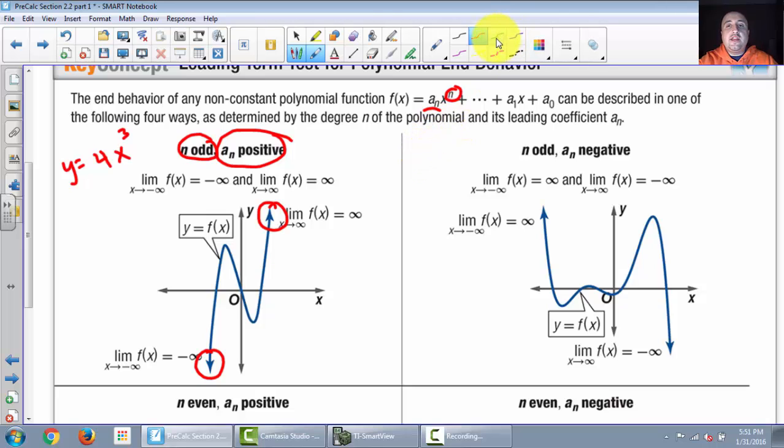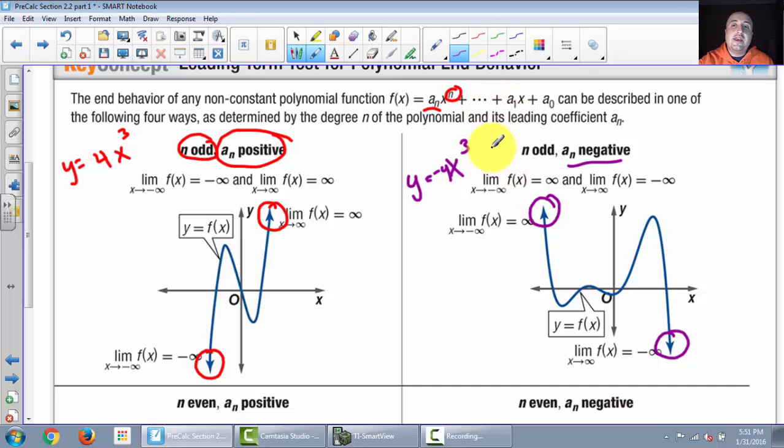And then this one on the right here, when your n is odd, so remember n is your exponent, let's do cubed again, and your a_n is negative, so let's do negative 4. So that says negative 4x cubed. The left side is going to go up, and the right side is going to go down.